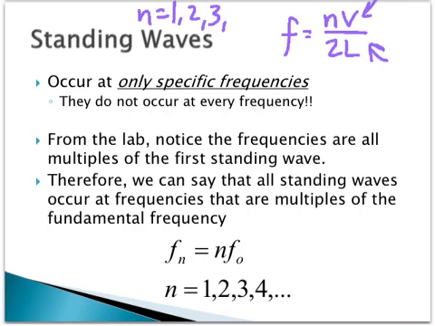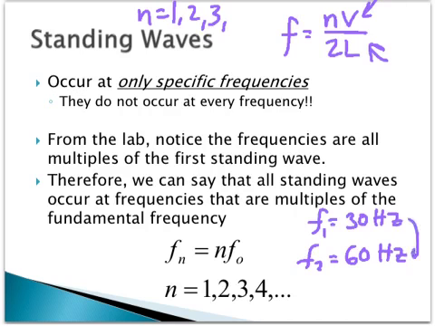Also from the lab, what you should have noticed, or what you will notice, is that let's say our first standing wave occurred at 30 hertz, just making up a value. What you should have noticed is that the second standing wave should have occurred at 60 hertz. So the first standing wave was 30, the second was 60, and if we went on, the third would be at 90 hertz.